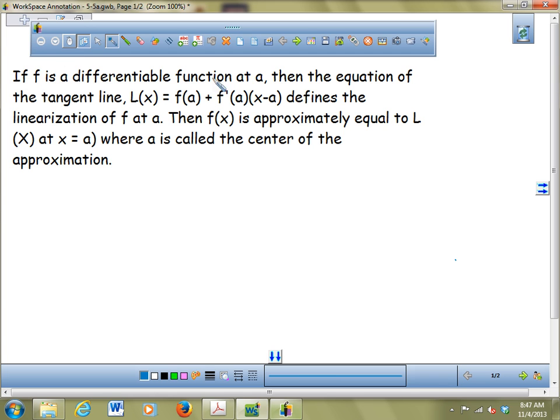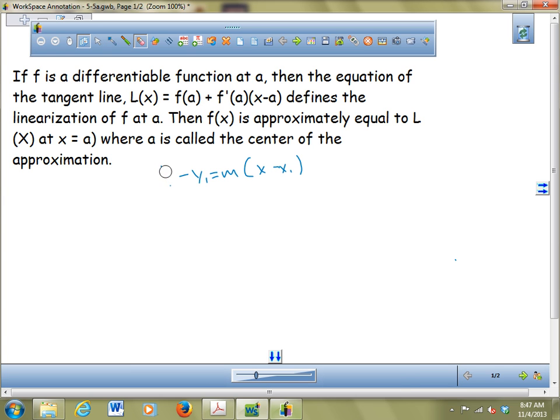So I typed this out, and this is basically what they say in the book. If f is a differentiable function at a, then the equation of the tangent line, L of x, equals f of a plus f prime of a times (x minus a). This is the equation of the tangent line. They just moved the y1 onto the other side. It's point-slope form, but they moved the y1 onto this side and it became a plus. See what they did with that?